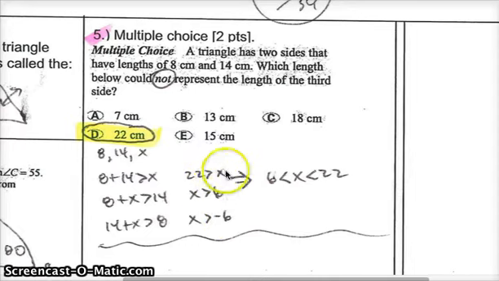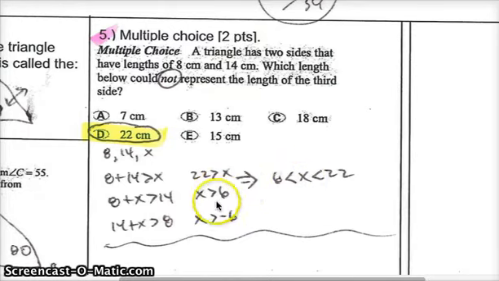You're going to take your 2 inequalities and make a compound inequality. You have x is less than 22, and x is greater than 6. You learned in algebra that when you write a compound inequality, all your inequality symbols point in one direction. Basically that means the third side has to be bigger than 6, but less than 22.